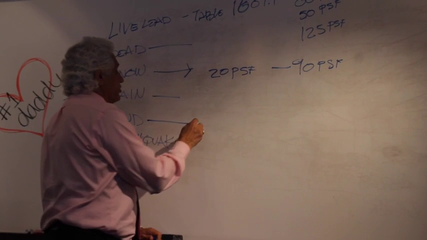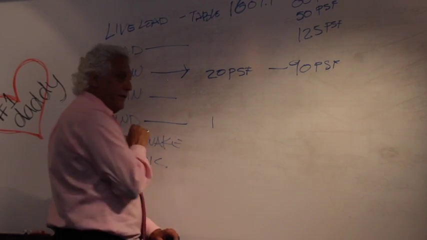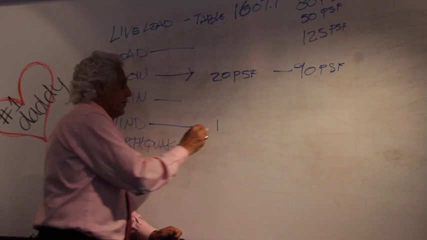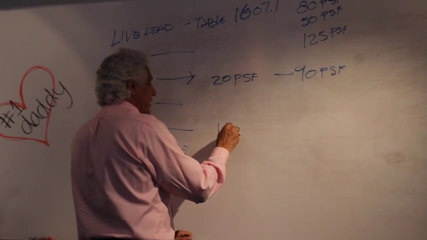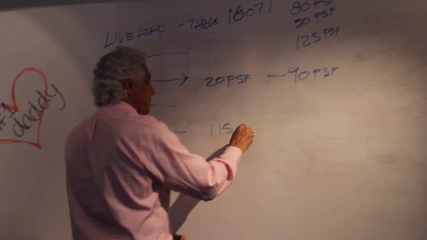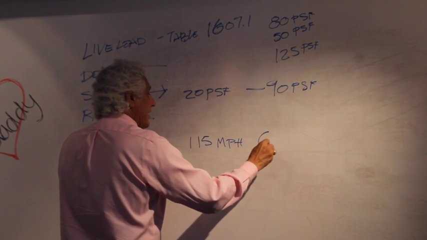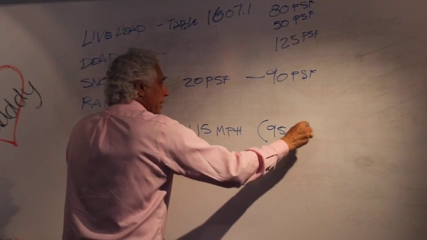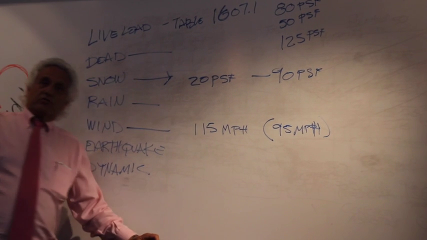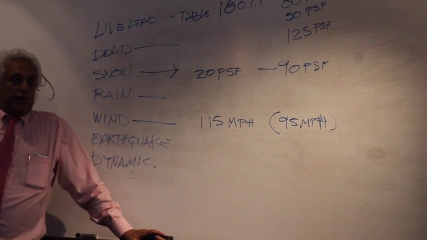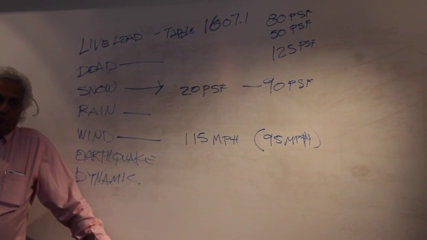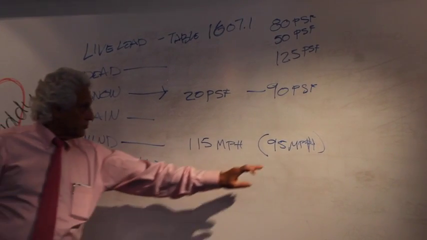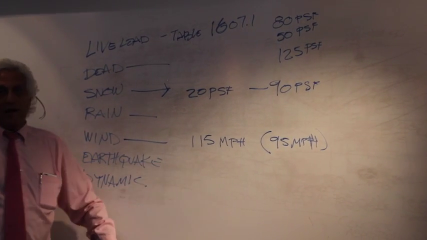Wind, the majority of that has been recently updated because of the hurricanes they had in Katrina in the Gulf. And now we have to design all buildings for 150 miles per hour, where prior to that, it used to be 95 miles per hour. I guess that because of that system that came in, it had effect inland. So they jumped it up by 20 miles per hour.